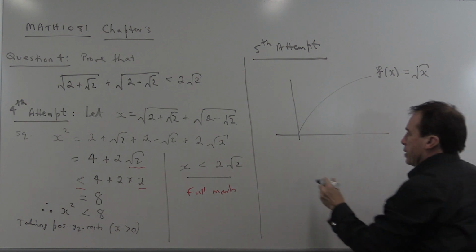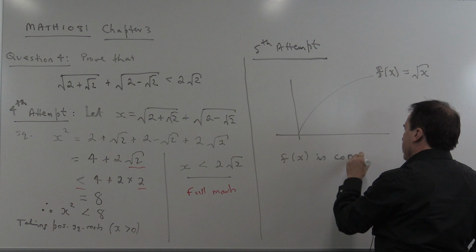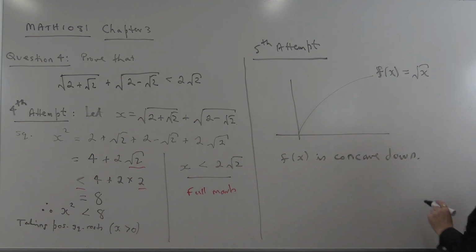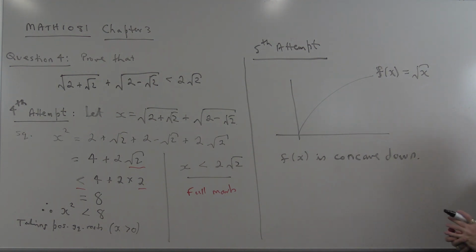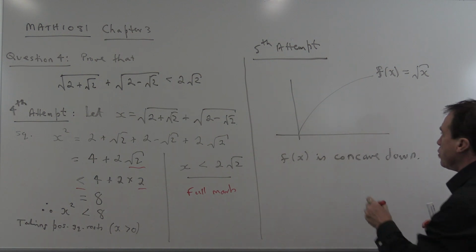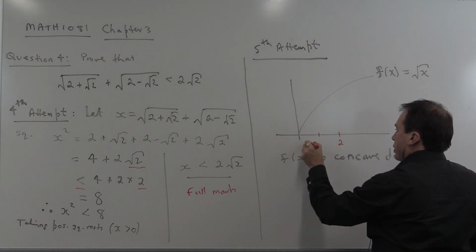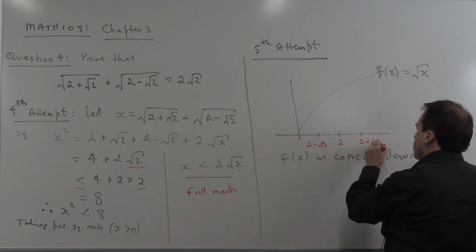And what do we know about this function? Well, f of x is concave down, which you can see also if you take the first derivative, which will be 1 over 2 root x, and the second derivative will be negative. And so you see it's concave down. And I'm going to pick some interesting points on here: the point 2, the point 2 minus root 2, and the point 2 plus root 2.